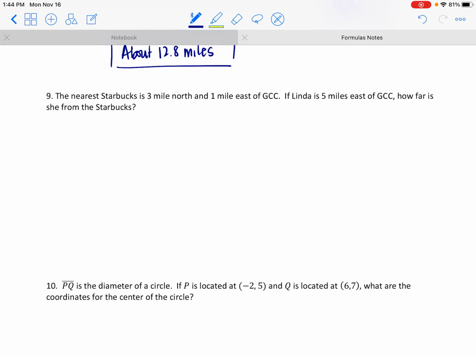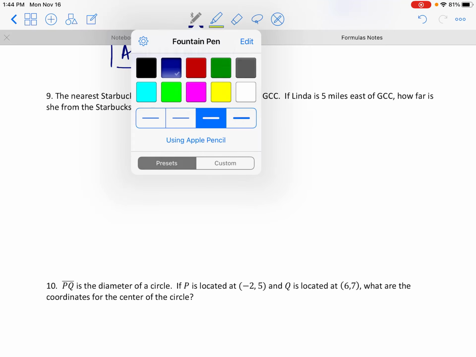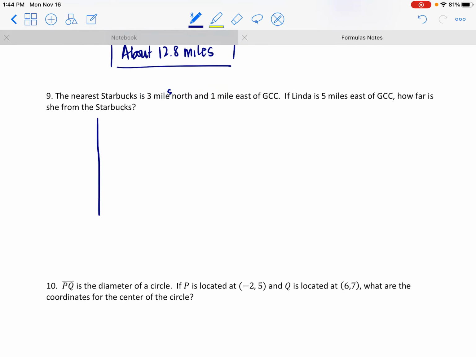It says the nearest Starbucks is 3 miles north and 1 mile east of GCC. If Linda is 5 miles east of GCC, how far is she from the Starbucks? So the nearest Starbucks is where it's at is given in reference to GCC, and where Linda is at is given in reference to GCC. So what I would do is draw this out on a graph. And I don't know why I'm not using my little cheat tool here.